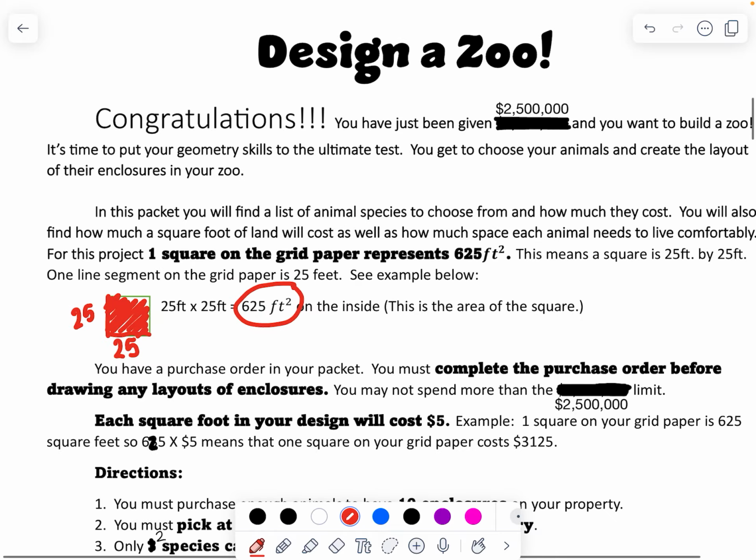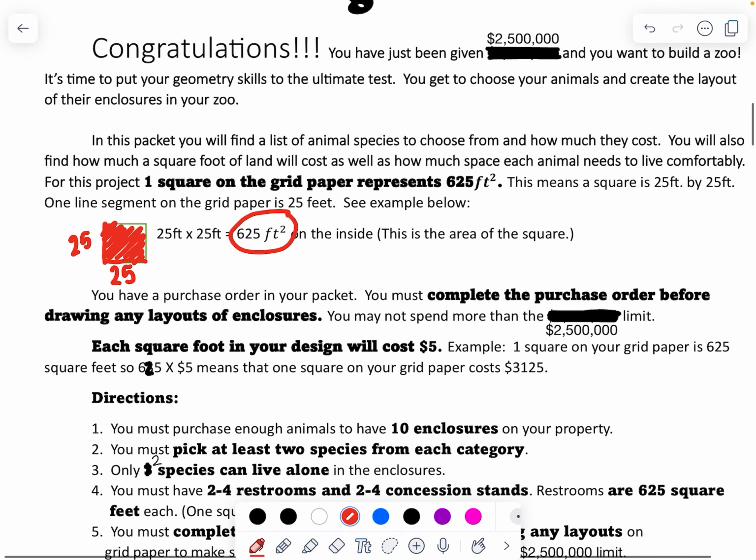Okay. You have a purchase order in your packet. You must complete the purchase order before drawing any layouts of enclosures. You may not spend more than $2,500,000. So you're going to be turning in two things at the end of this. You're going to be turning in the map of the zoo, so your actual grid paper with the zoo, and your purchase order showing what animals you bought, how much space you needed, how much they cost altogether, and how much you spent.